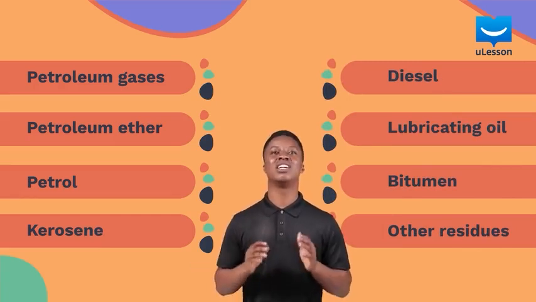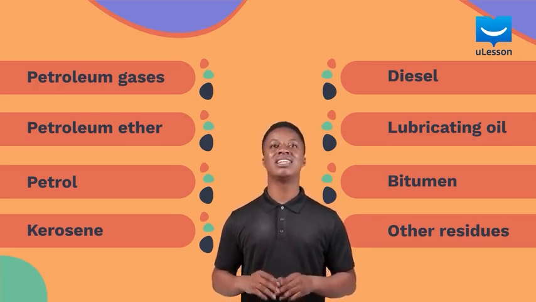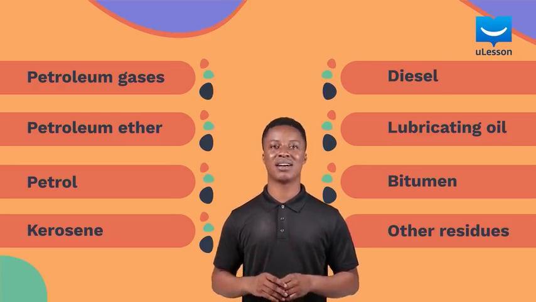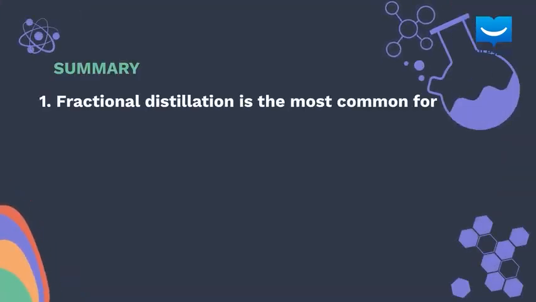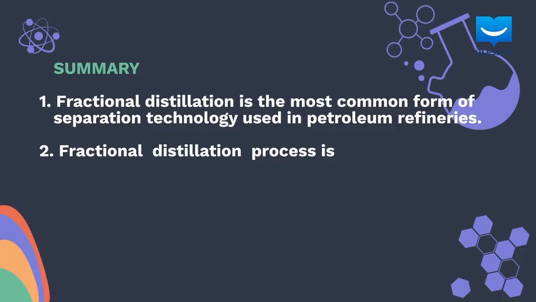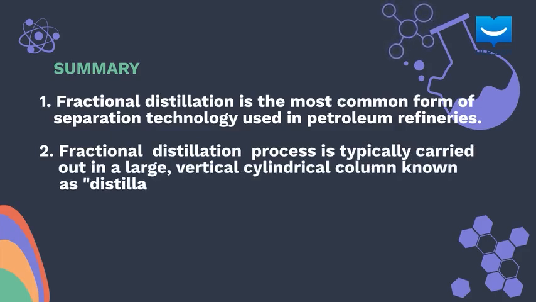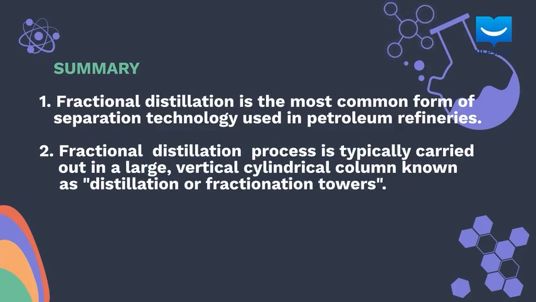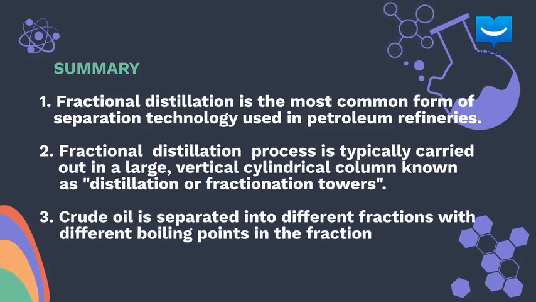I know that you have learned a lot about fractional distillation of crude oil in this lesson, but before we conclude, let's do a simple summary of our discussion so far. Fractional distillation is the most common form of separation technology used in petroleum refineries. The fractional distillation process is typically carried out in a large vertical cylindrical column known as a distillation or fractionation tower. Crude oil is separated into different fractions with different boiling points in the fractionation tower.